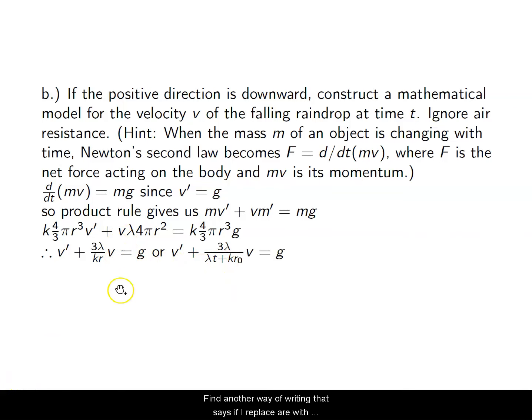Another way of writing this is if I replace r with its actual function, then this is what I would get out. So k times r would reduce down to this, and that would be our answer. Either one of these would be okay. Obviously, this is a little more compact, but you can write it explicitly in terms of the function r if you want to as well.